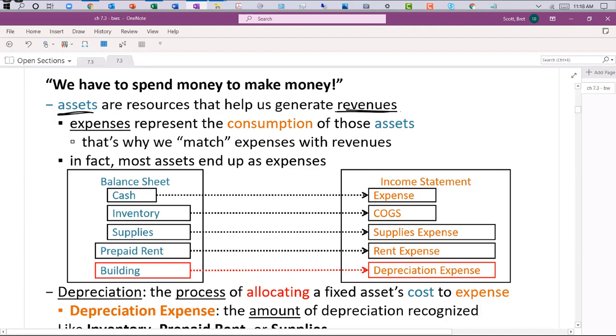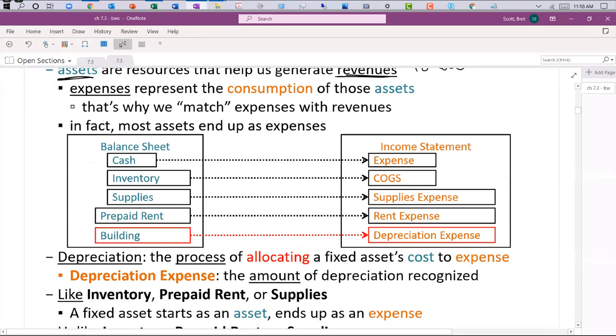So expenses are natural. Expenses naturally follow revenues. So if we have higher revenues, we expect higher expenses. When we're talking about expenses, just realize that expenses represent the consumption of assets, those resources that we're using. So like pizza ovens, we're using those pizza ovens to help generate revenues, make pizzas, generate revenues. So there's got to be some sort of expense or consumption of those pizza ovens.